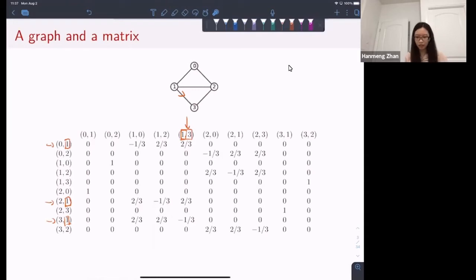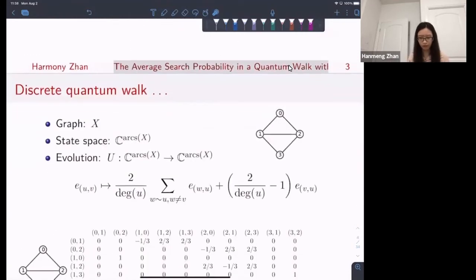Okay, so what you see here is called a transition matrix of a discrete time quantum walk on the graph. And in general, if you have a graph, let's call it X, okay? The state space associated with this graph will be functions that send every arc to a complex number. So in other words, a state is just a vector, and we will always assume it's a unit vector indexed by the arcs. So in this example, you see entries 0, 1, 1, 0, and so on.